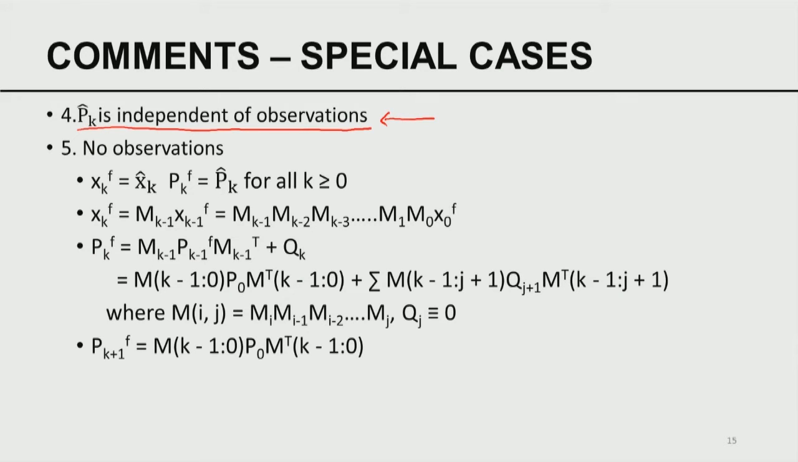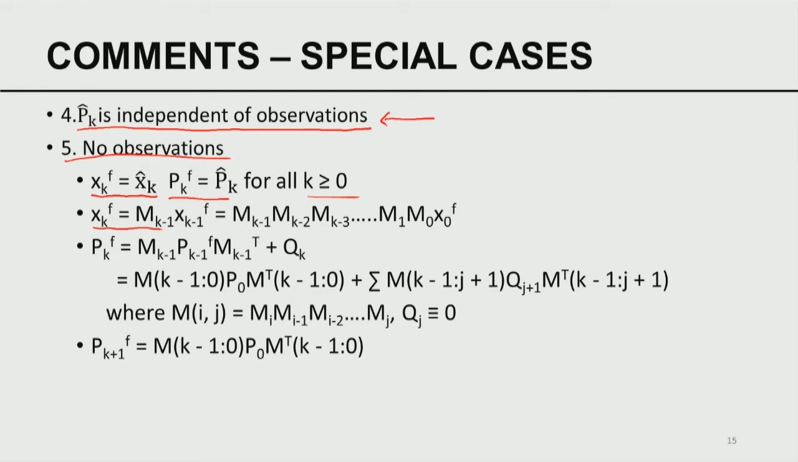Now I'm going to talk about the case when there is no observation. What do I mean by when there is no observation? I simply have the model, I'm going to run the model forward. What happens? Let's have fun. So in this case, xkf is equal to xk hat, analysis is equal to forecast, because analysis differs from the forecast only when there is observation. When there is no observation, analysis is forecast, forecast is analysis. In that case, analysis covariance is forecast covariance for all k. I hope that becomes very clear.